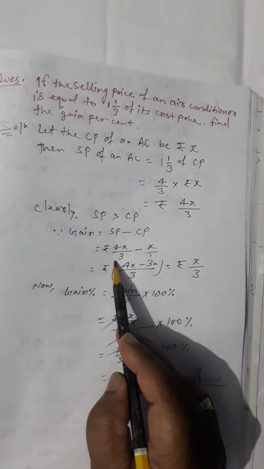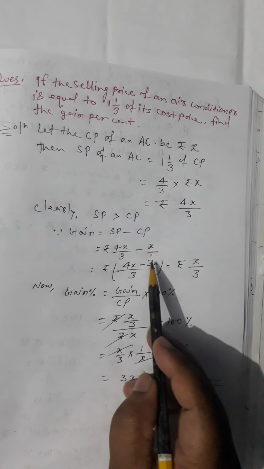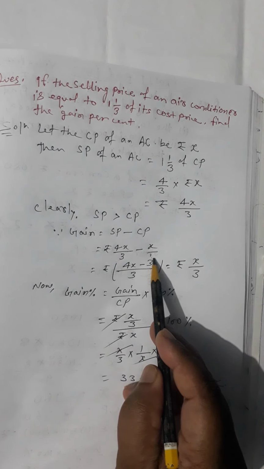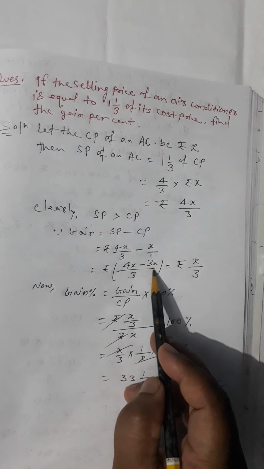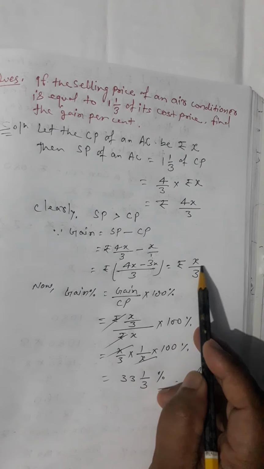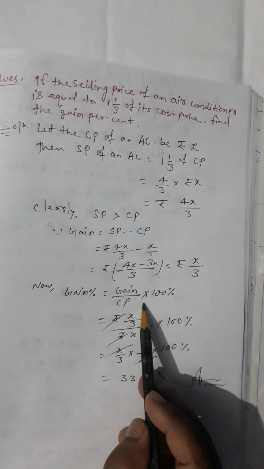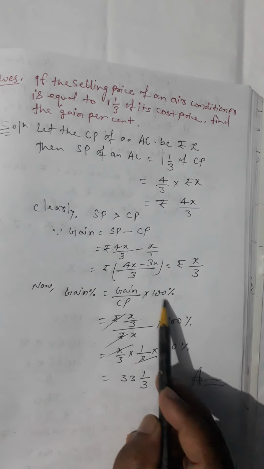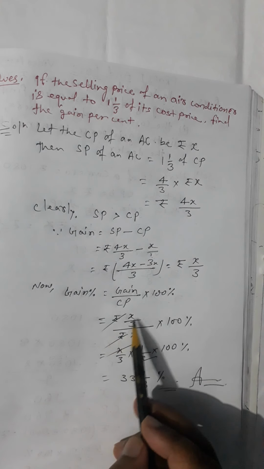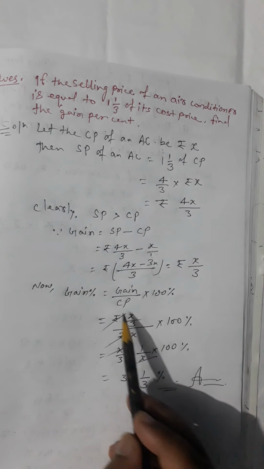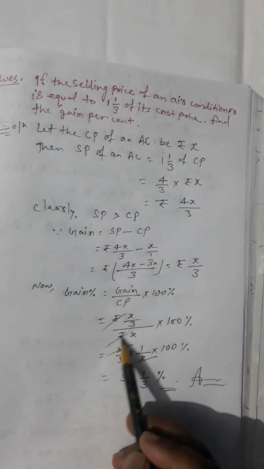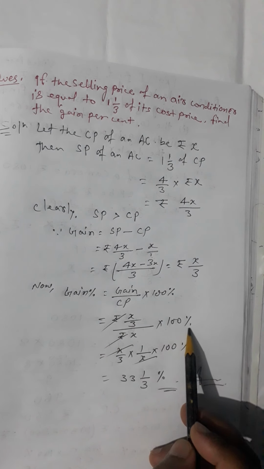Then we have 1, 1 multiplied with 4x is 4x, and 3 divided by 1, then 3 into 1 is 3x. The subtraction of these two becomes x by 3. Now find gain percent. Gain percent equals gain by CP into 100. We know this percent formula. So now putting the value of gain, rupees x by 3 in terms of x, and cost price is rupees x. First of all, rupees to rupees cancel out, and this is 100%.